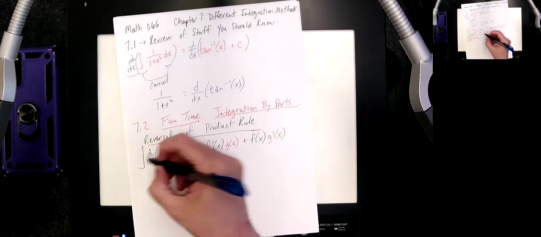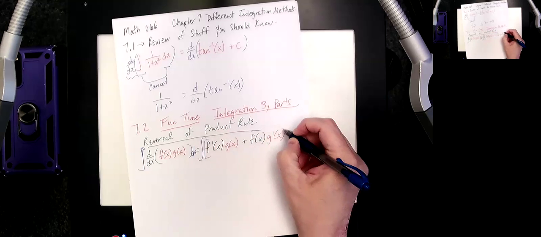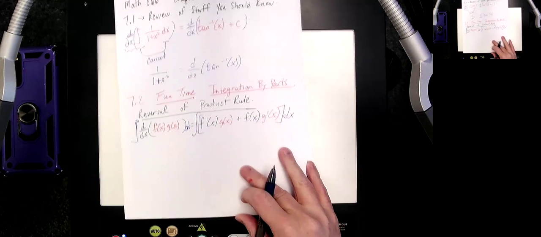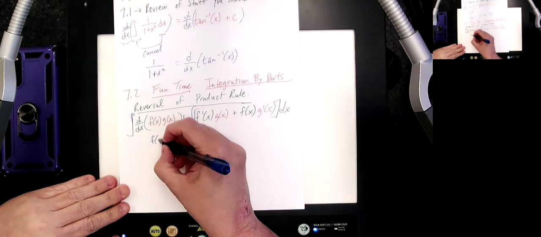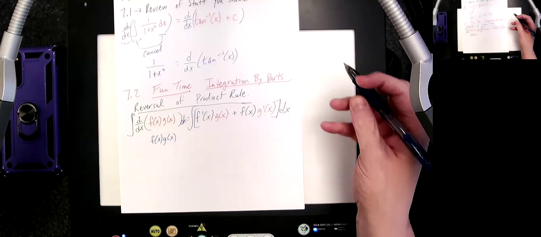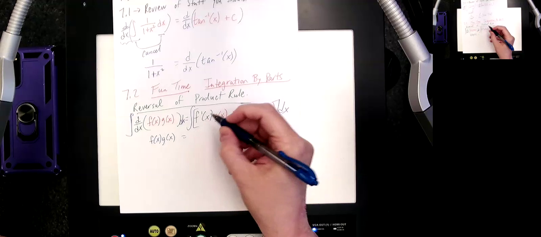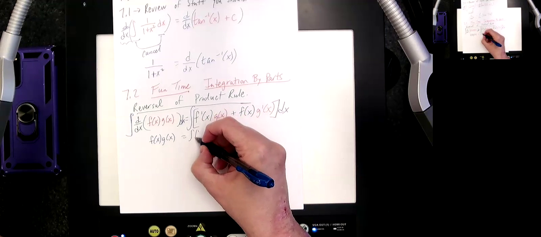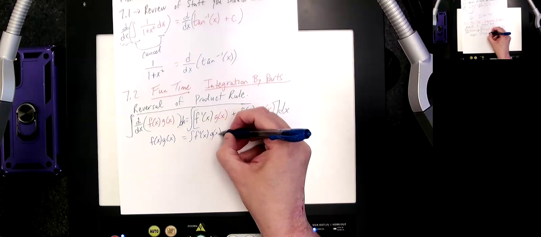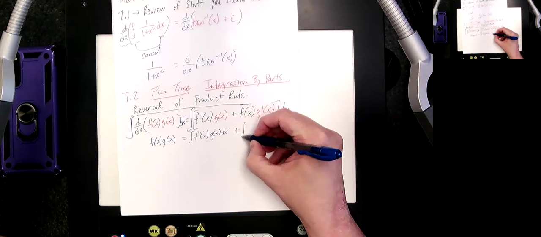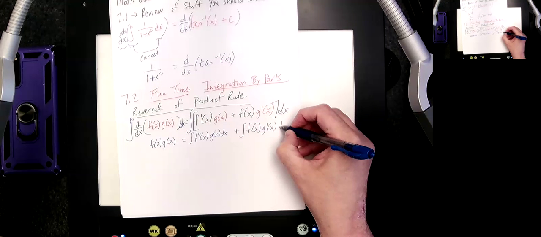So if I integrate both sides here with respect to dx, the left side just goes back to f of x, g of x. And I am gonna break this right side up into two integrals. We're gonna have the integral of f prime of x times g of x dx plus the integral of f of x times g prime of x dx.